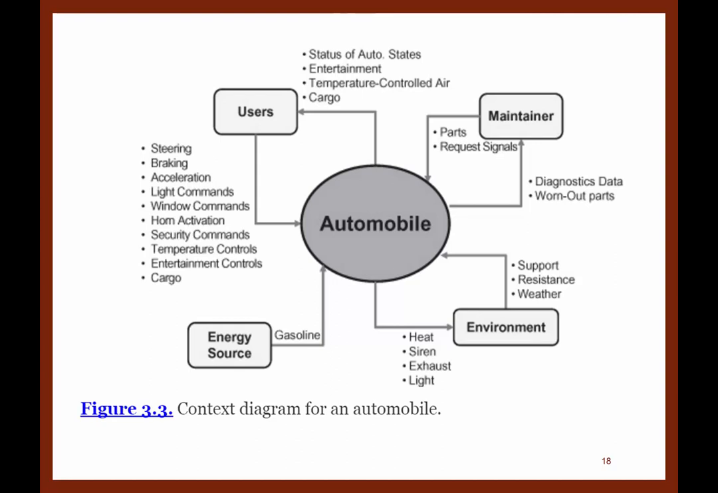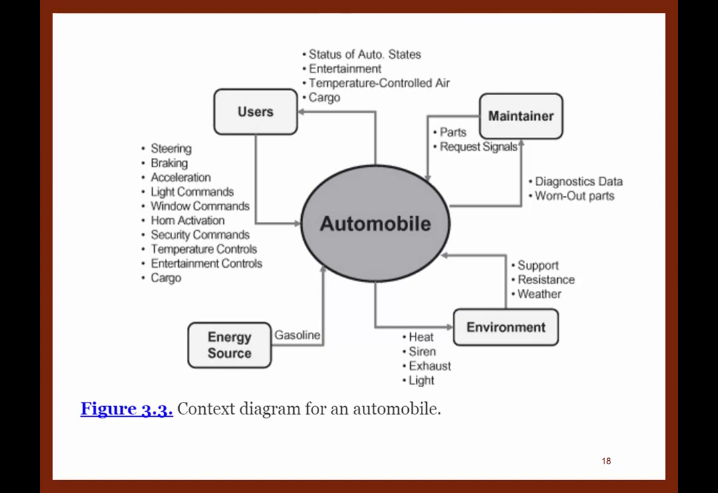And here are some context diagrams for a car. So this is basically illustrating the application of that diagram that I showed you on the previous slide. If you look at the car, you have multiple things that are outside the actual system: the energy source, the environment, the maintainer, and the users, as I mentioned before. The user, for instance, is going to be performing all these things to the system: steering, braking, acceleration, lane commands, window commands, horn activation, security commands, temperature controls, entertainment controls, cargo.